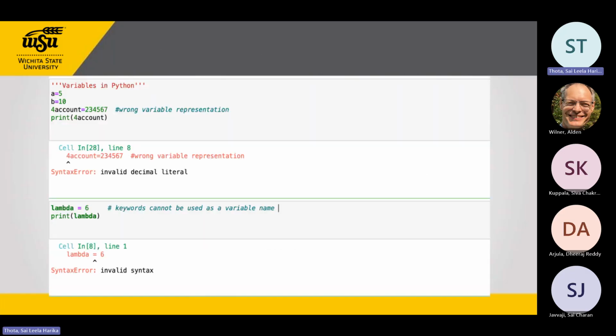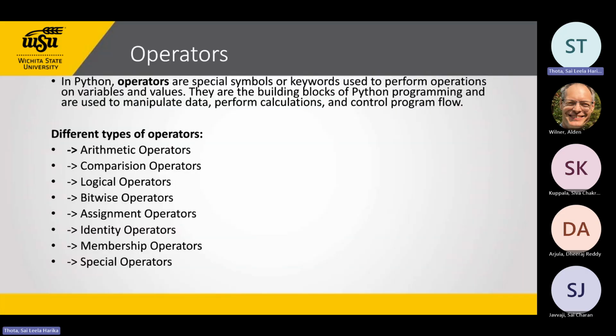Okay, so we discussed the theory part. Let's see it in the code. Variables in Python: a equal to 5, b equal to 10. I mentioned 4account equal to 234567, which is a wrong variable representation, and that is the reason we got the syntax error. Next, lambda equal to 6. Keywords cannot be used as variable names because lambda is a keyword. We can't use it as a variable name. Those are some examples related to variables.